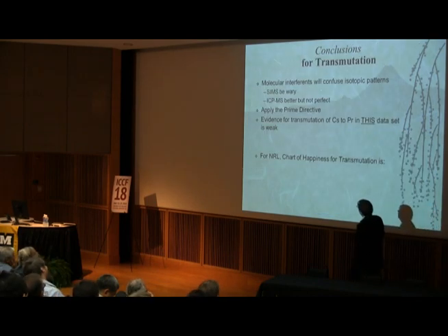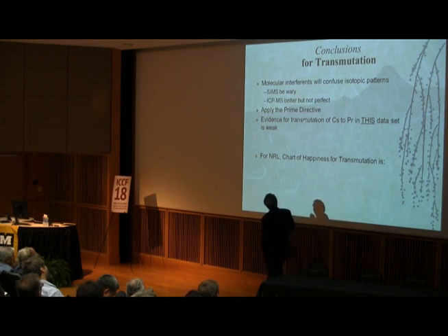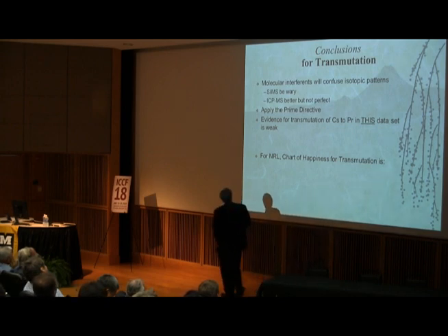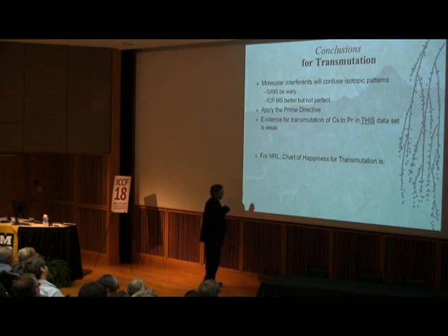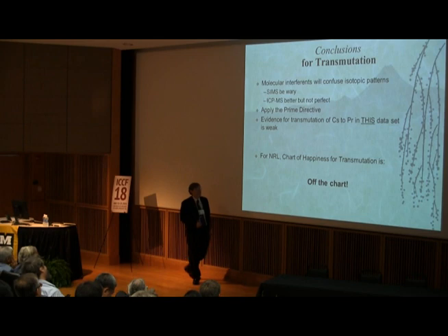So, molecular interferences as in transmutation: SIMS, be wary; ICPMS, apply the Prime Directive. And for NRL, the chart of happiness for transmutation is off the chart, yes.